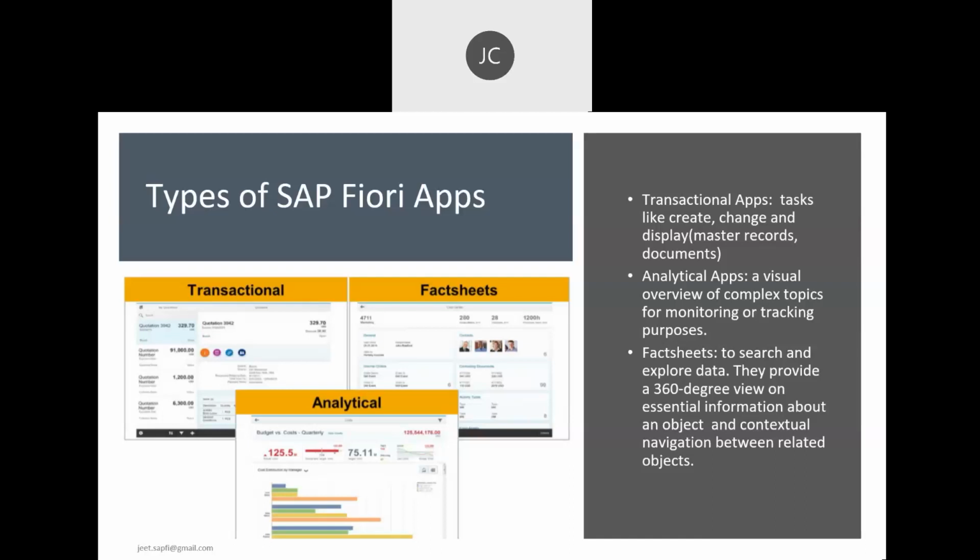SAP Fiori apps. It says there are basically three types of SAP apps available: transactional apps, then analytical apps, and then fact sheets or factual apps. Transactional apps are for daily tasks where we create our master records, or change and post transactions, invoices and all. Those are called transactional apps, and you can see here that it has so much information, like quotation. They have an open quotation app, and it has all the information in a much better way compared to SAP GUI apps, right?